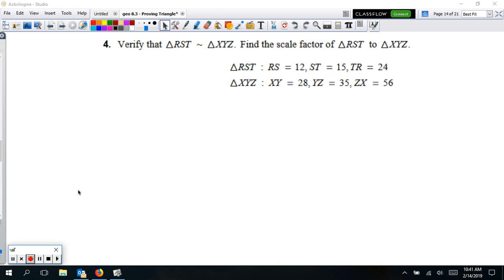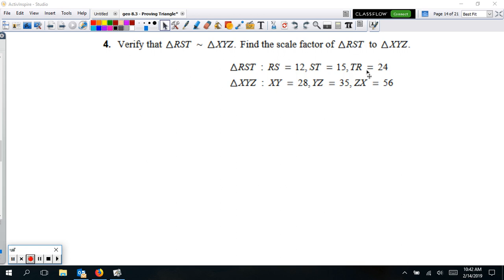Okay, number 4 on our extra practice there in the middle of 235. Verify that triangle RST is similar to triangle XYZ. Then find the scale factor of RST to XYZ. And here's where we need to remember what I was talking about in class, that we need to realize this is kind of going backwards. It looks like this one will be on top and this one on the bottom, but we're actually going to put the XYZ on the top of the fraction as the numerator. RST is going to be our denominator. So it actually goes backwards from what we think.